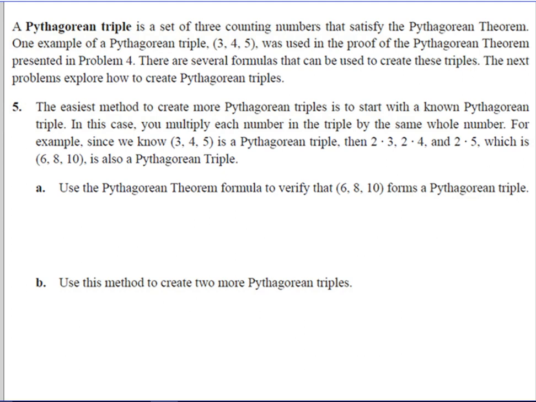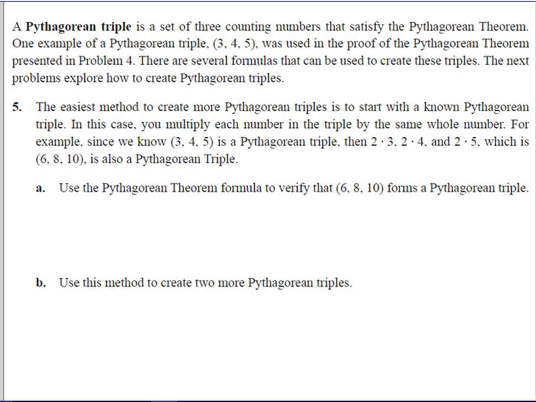There are several formulas that can be used to create these triples. And so the next problems explore how to create these Pythagorean triples. The easiest method to create more triples is to start with a known Pythagorean triple, and then you multiply each number by the same whole number. So for example, since we know that 3, 4, 5 is a Pythagorean triple, we can multiply everything by 2, which would give us 6, 8, 10 for another Pythagorean triple.